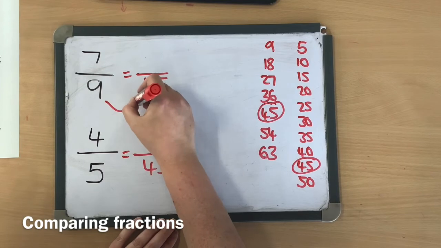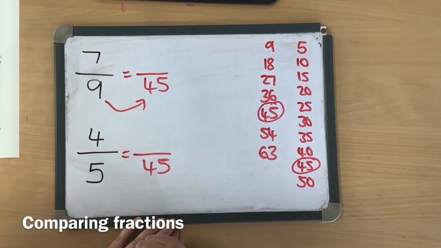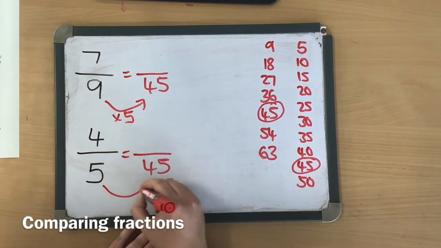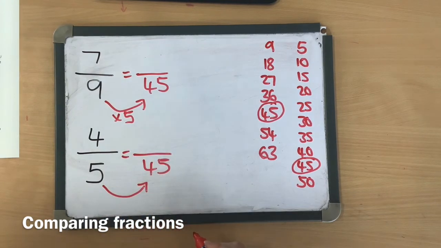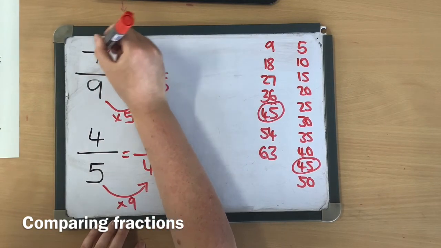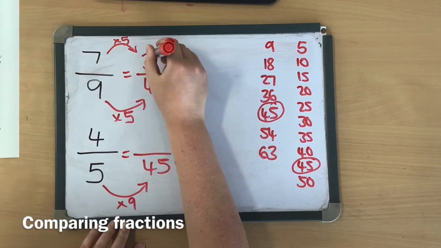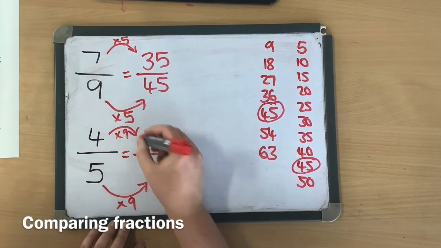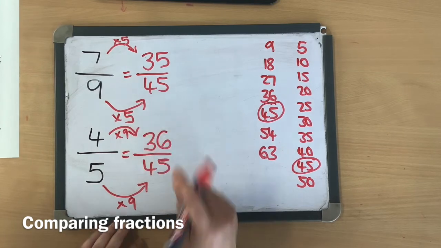What have I times 9 by to get 45? I've times it by 5. What have I times 5 by to get 45? I've times it by 9. So what I've done to the bottom, I do to the top. 7 times 5 is 35, and timesing by 9, 4 times 9 is 36.